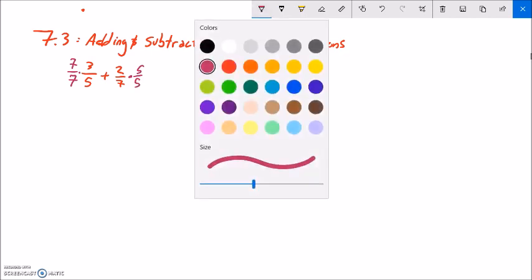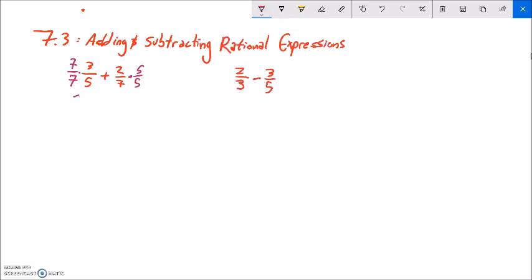And so if I do that, I end up with 21. 7 times 3 is 21. For some reason, I was going to write 27. Plus 10/35. And now that I have this in terms of 35ths, now I can add them. 21 of them plus 10 of them is 31 of them. Notice it's 35ths. So it's 31/35.